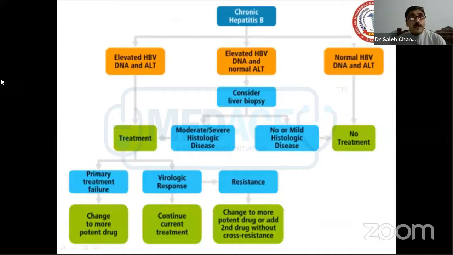Hepatitis B, I will not suggest that the GP should treat these types of patients, but just after screening, they should refer these patients to the consultants.